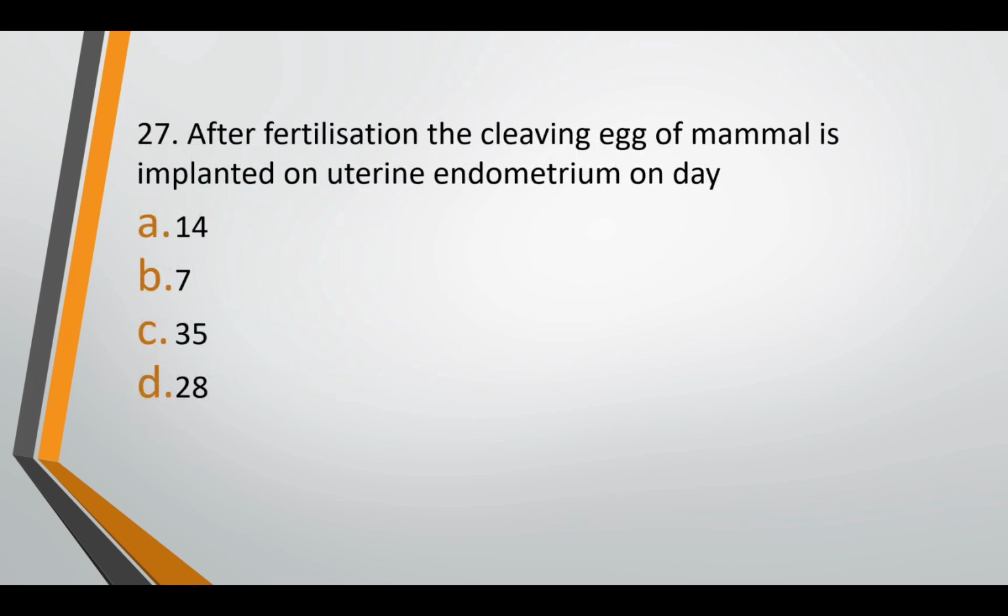After fertilization, the cleaving egg of a mammal is implanted on the uterine endometrium on which day? 14th day, 7th day, 35th day, or 28th day? After fertilization, the cleaving egg of the mammal is implanted on the uterine endometrium on day. Correct answer is option B. It is implanted on the 7th day after fertilization.